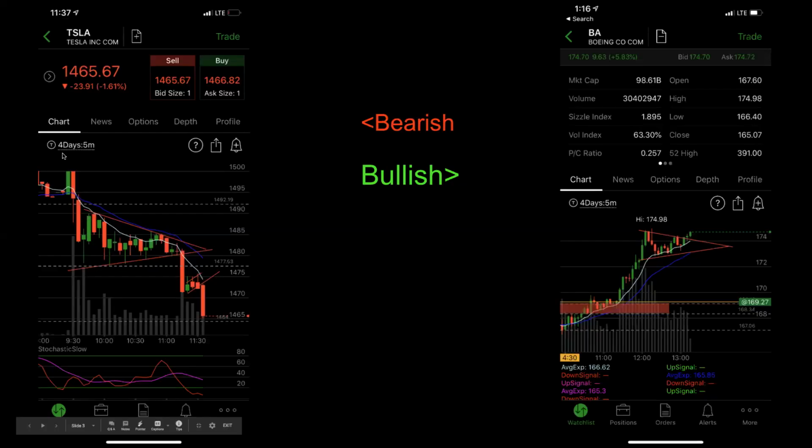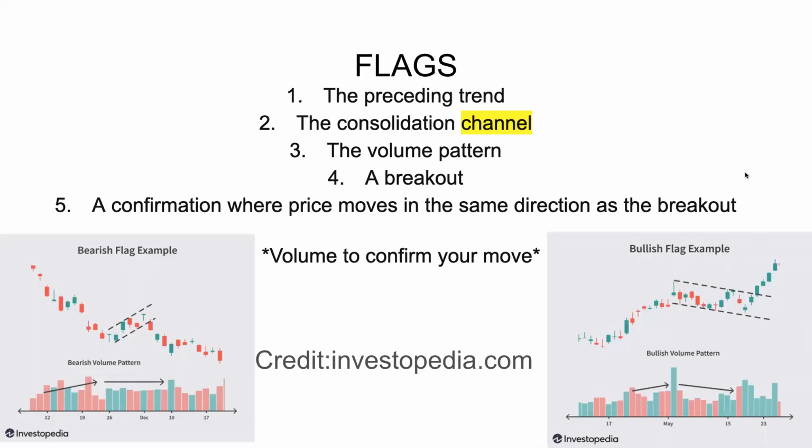All right, we see that Tesla went down, went into some consolidation. Then once it broke out, you see that drop. Another one, BA, flagpole at the end, consolidation. We're expecting another breakout.